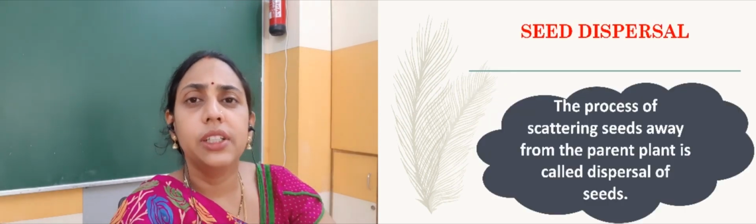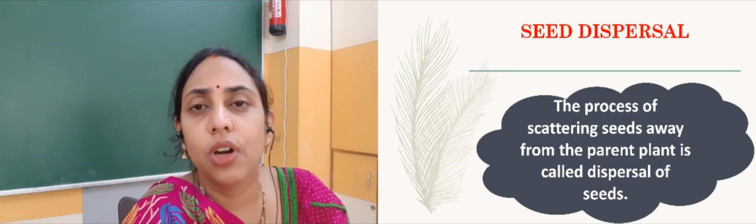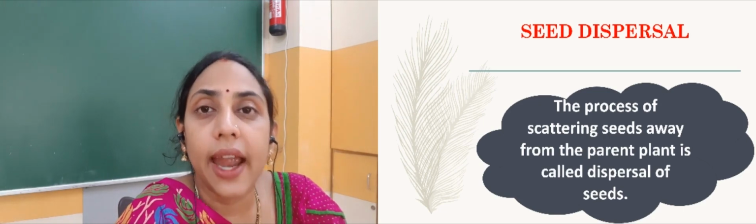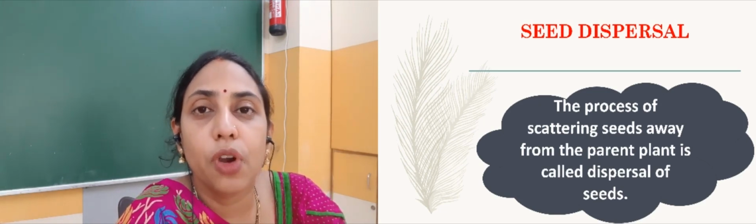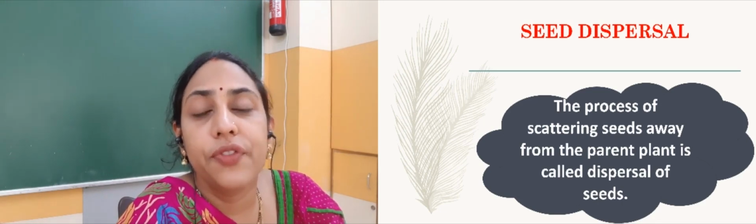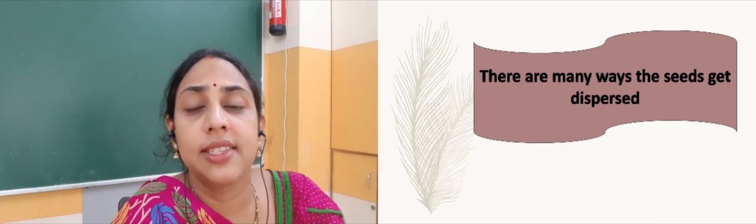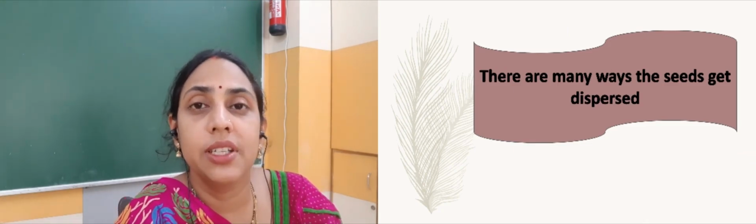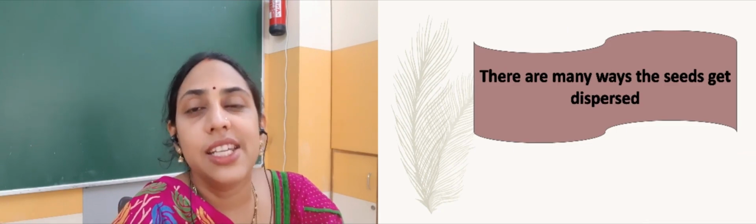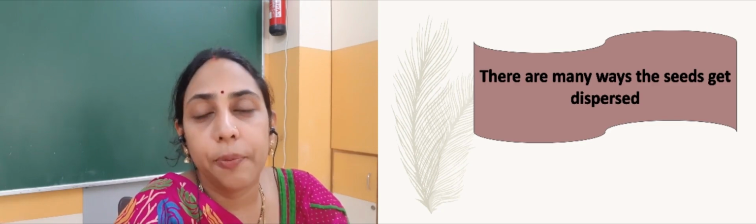Now have you ever wondered how these seeds get dispersed? That is called dispersal of seeds. That means the scattering away of seeds from the parent plant is called dispersal of seeds, right? There are many agents that help to disperse these seeds from the parent plant, so that if all the conditions are favorable, the seeds can grow into a new plant, right?